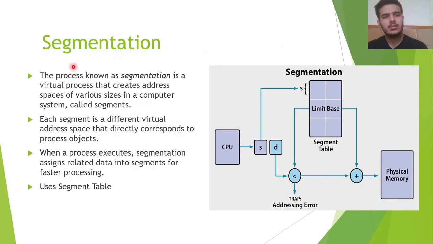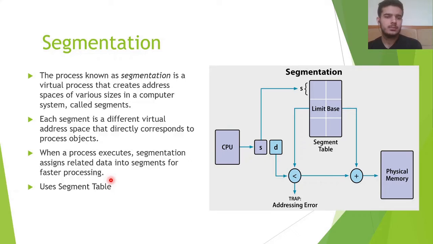Let us learn about segmentation. The process known as segmentation is a virtual process that creates address spaces of various sizes in a computer system, called segments. These segments are of various sizes; it is not hard and fast that they should be of fixed size only. Each segment is a different virtual address space that directly corresponds to process objects. When a process executes, segmentation assigns related data into segments for faster processing.